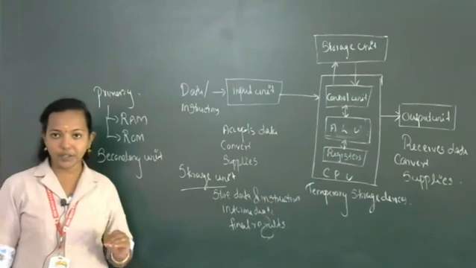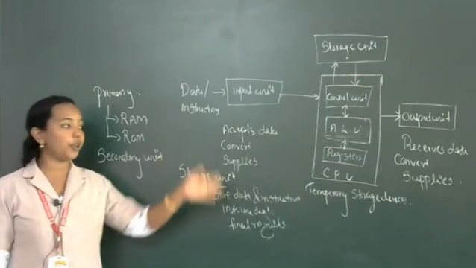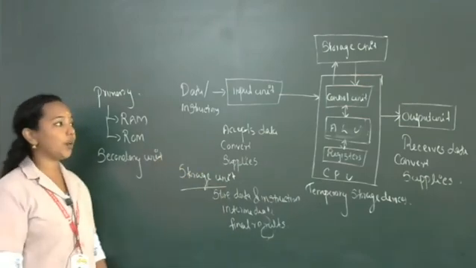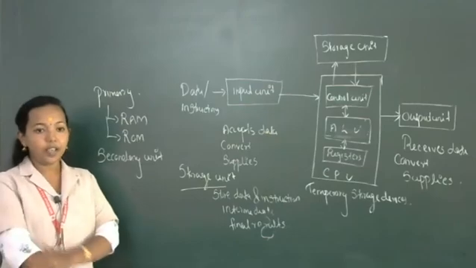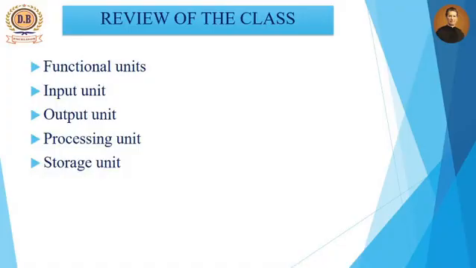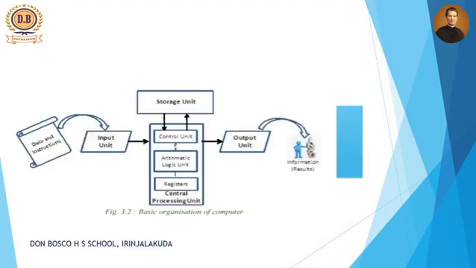Okay, so hope you understood the four units: input unit, processing unit, storage unit and output unit. So again we will revise. I am going to give a brief discussion on the functional units of a computer. The functional units of a computer start with the input unit, then the central processing unit, storage unit and output unit.